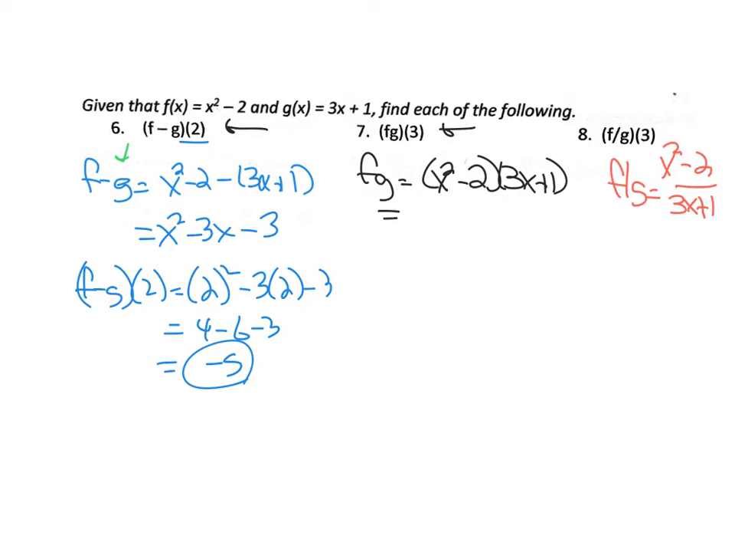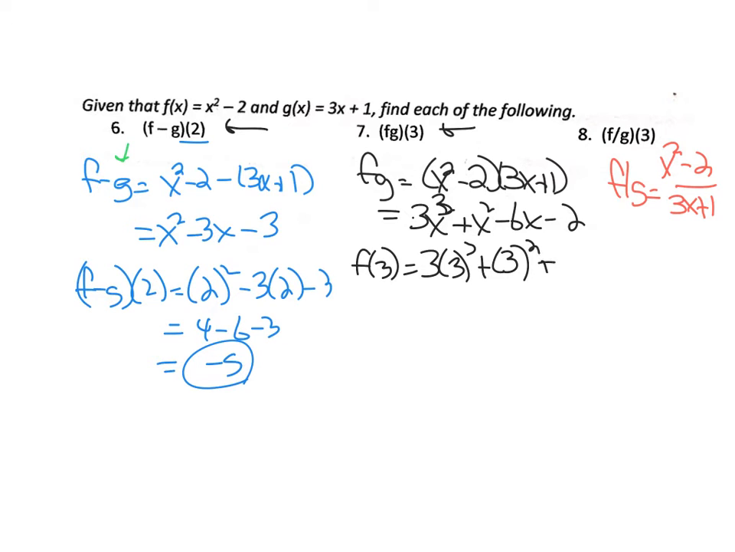On number 7, f times g of 3. The first thing you have to do here is find out what f times g is. So do FOIL. First, 3x squared. Outer is x squared. Inner minus 6x. Last minus 2. Now, of course, plug the 3 in where you can. That was an x cubed, by the way, to start with. So I'm going 3 times 3 cubed plus 3 squared plus 6 times 3 minus 2.